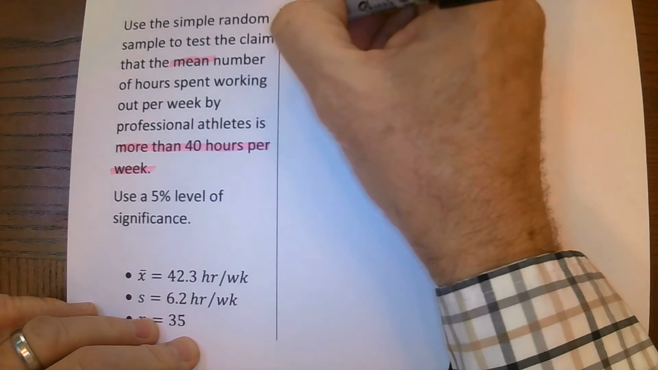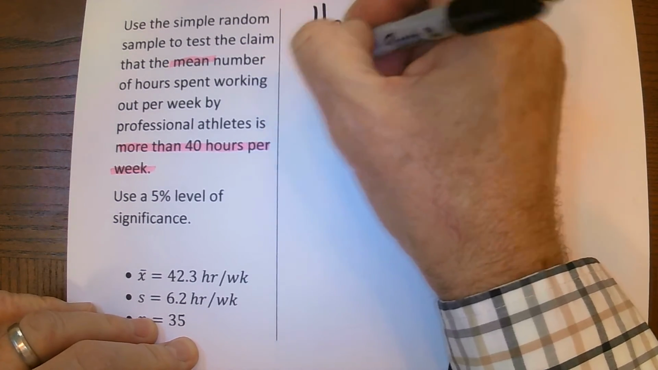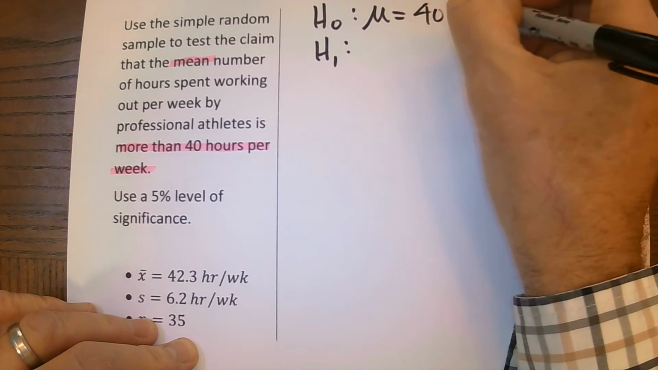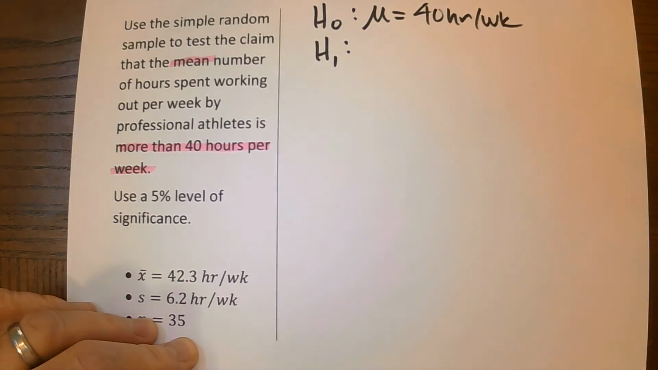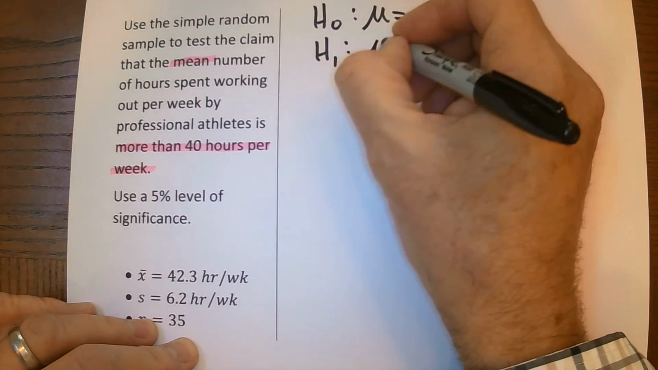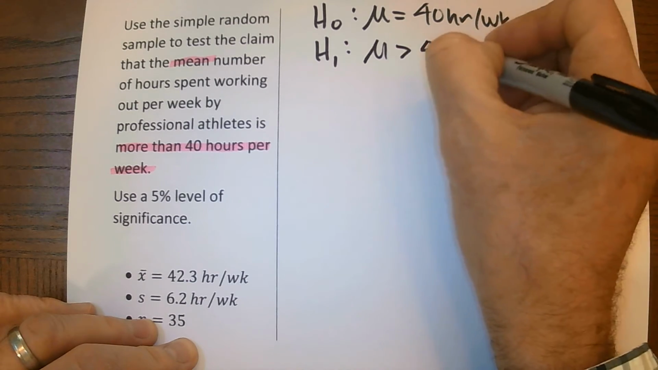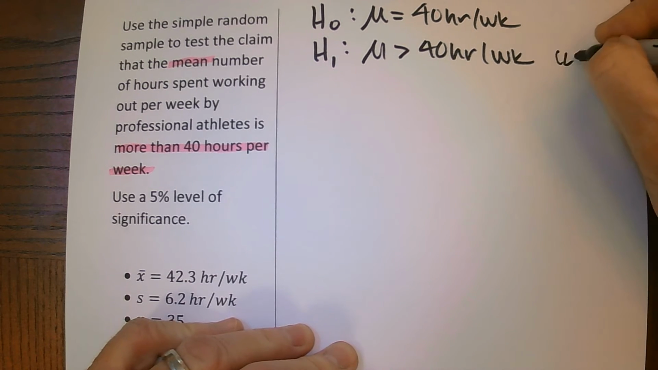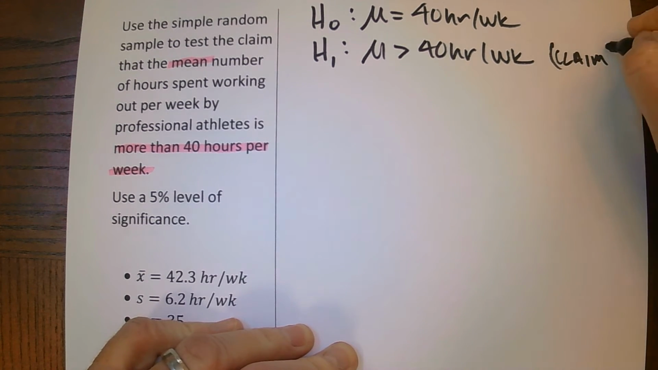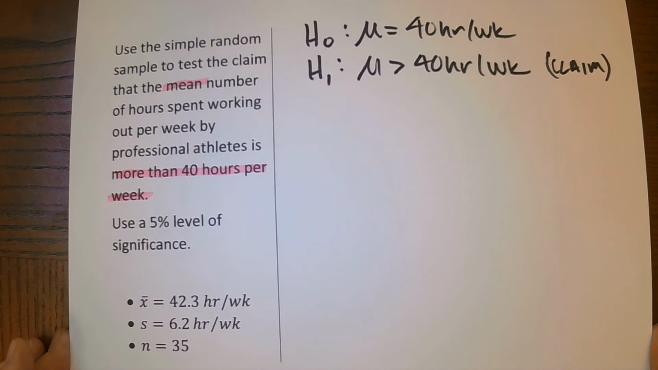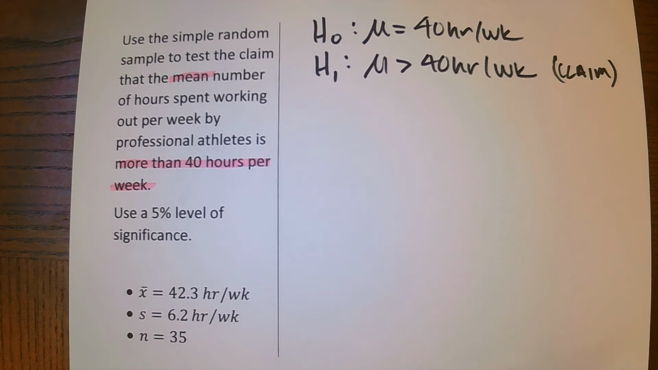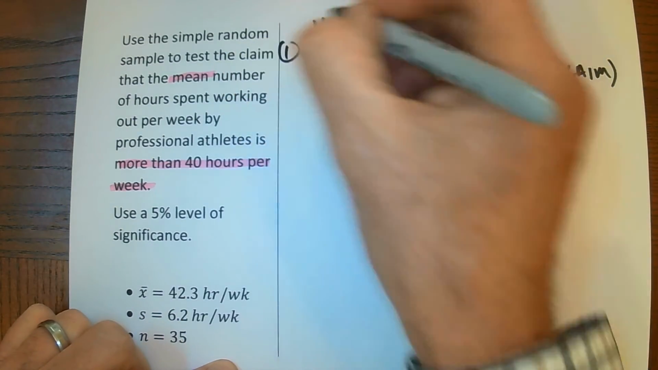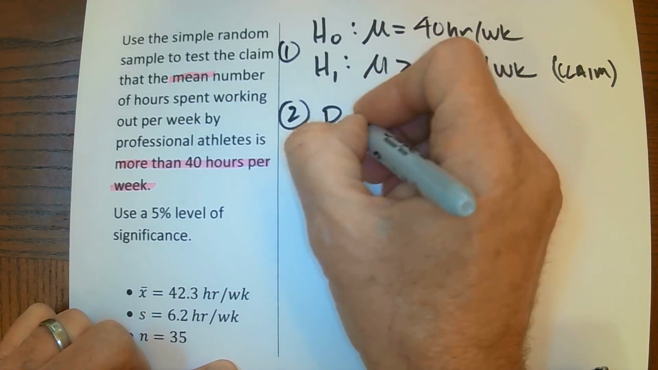So the translation looks like H naught: mu equals 40 hours per week for the null hypothesis. H1: mu is greater than 40 hours per week is the alternative hypothesis. And this is my initial claim. This is a claim that I drew from the statement. So I'm now ready to go ahead and run through the process. That's the first step. The second step is to find my p-value.